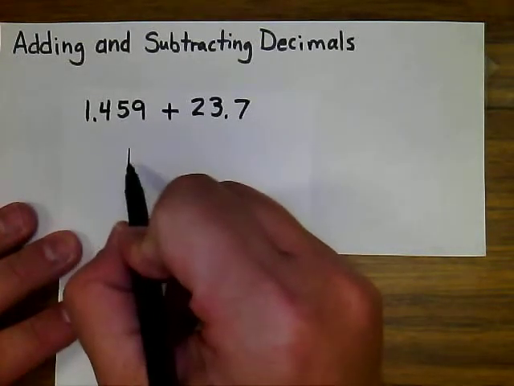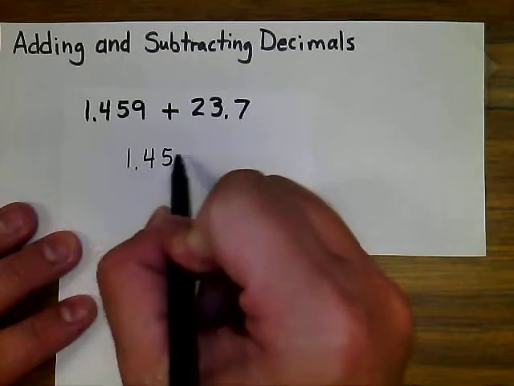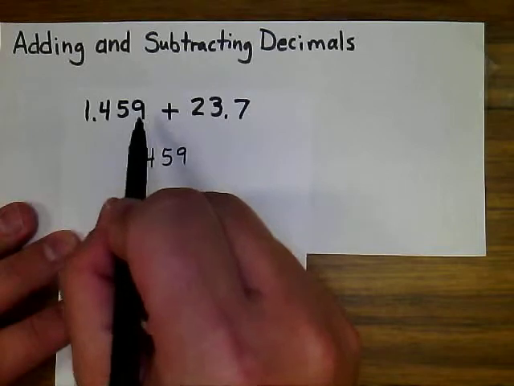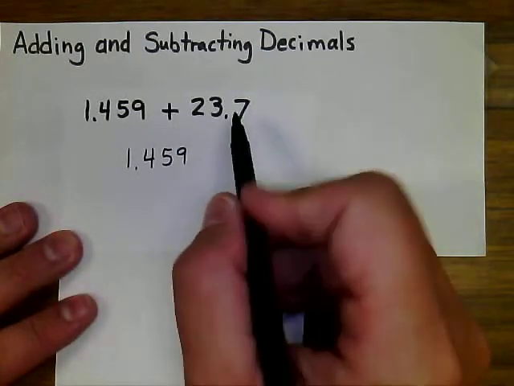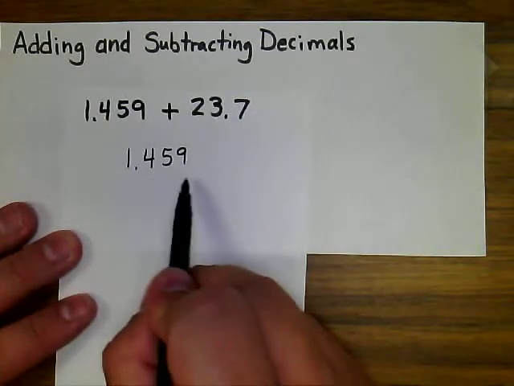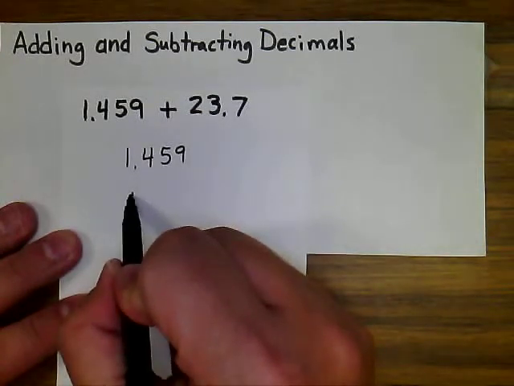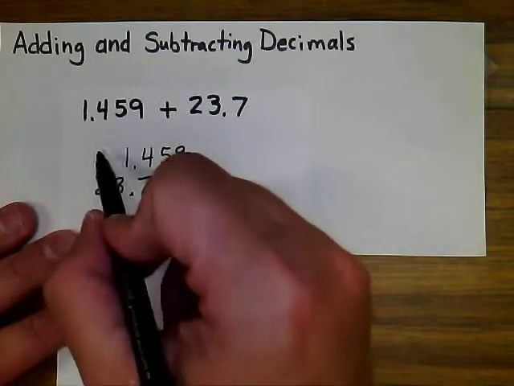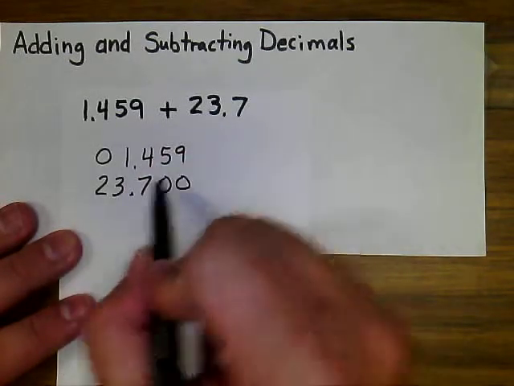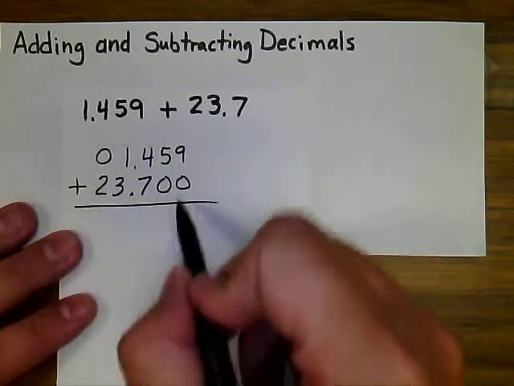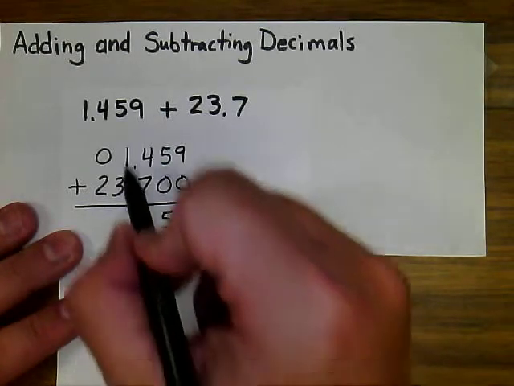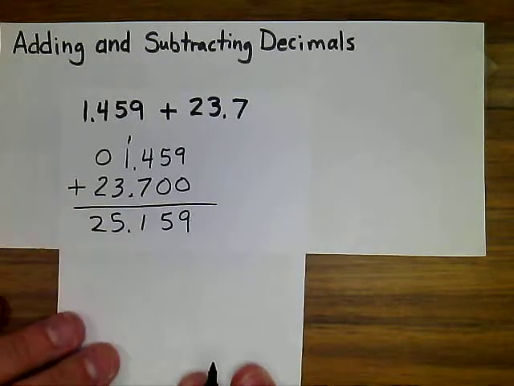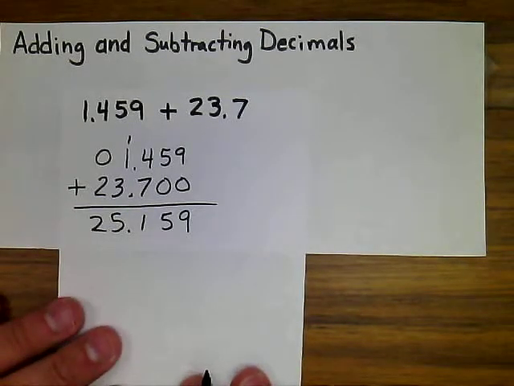So we're going to go ahead and set this up the same way, following the same rules, and we're going to add 1 and 459 thousandths plus 23 and 7/10. Many students would want to put the 23 and 7/10 here, but remember, we line up our decimal points. So we're going to actually have 23 and 7/10 here. There's a lot of places where we're going to add zeros to hold the place, and now we can go ahead and add. And the correct answer is 25 and 159 thousandths.